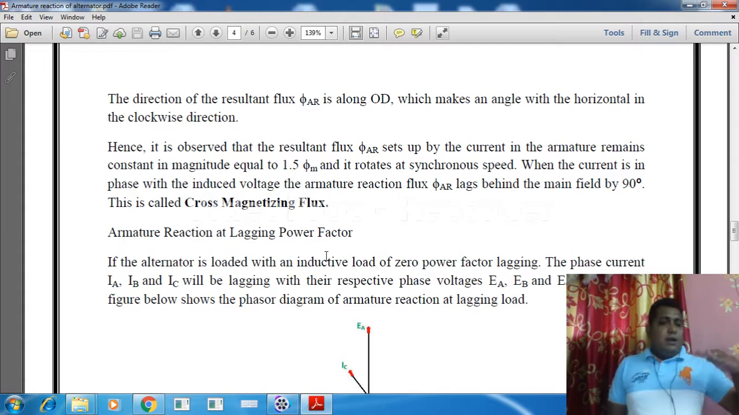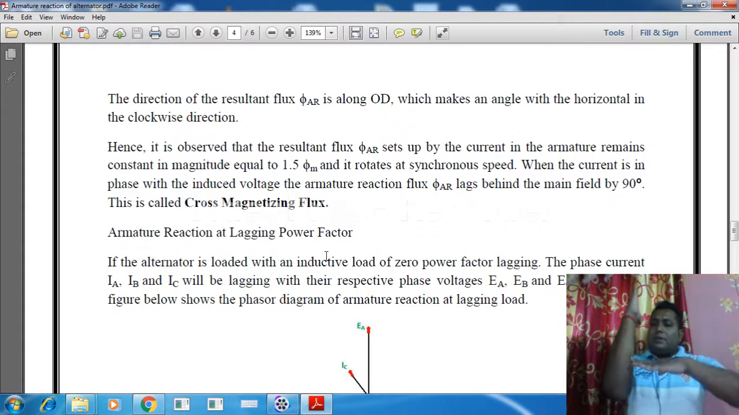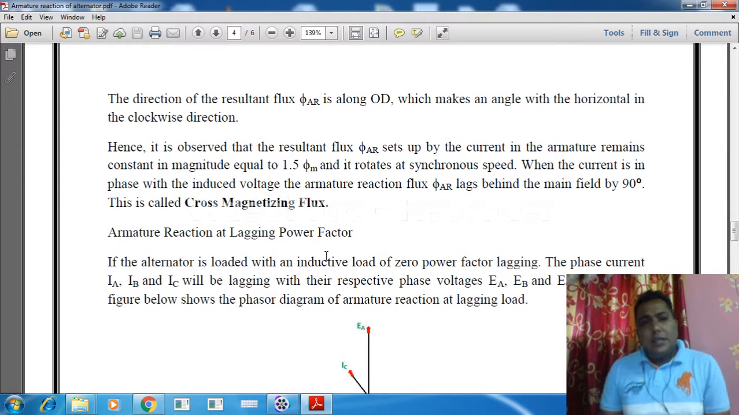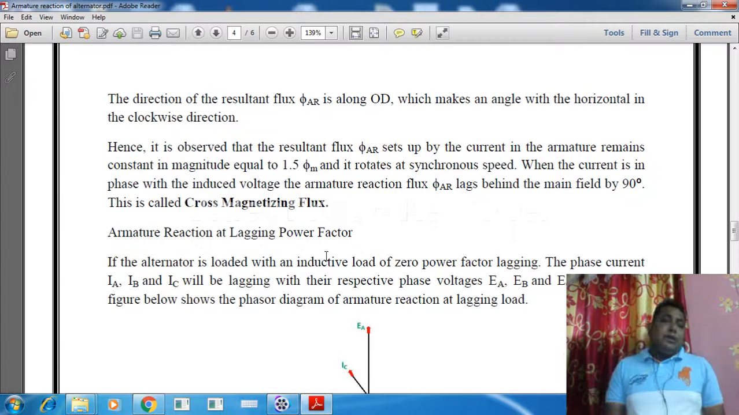So one flux direction is this and one flux direction is this, so what is the angle between them? That is 90 degrees. So that is known as the cross magnetizing flux. Okay, so we have done this in the unity power factor case. Now we are going to do armature reaction in lagging power factor, and at the same time in the leading power factor.